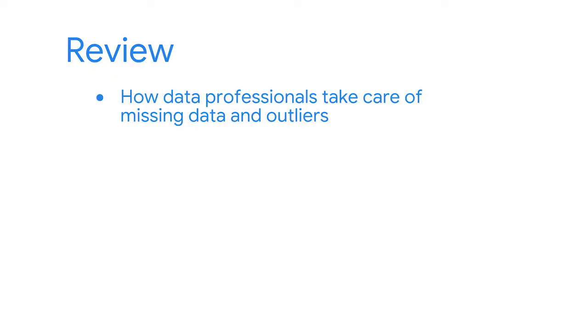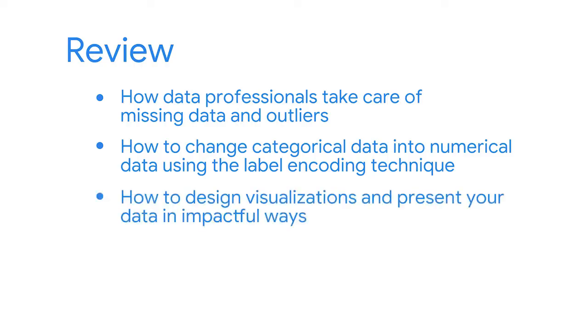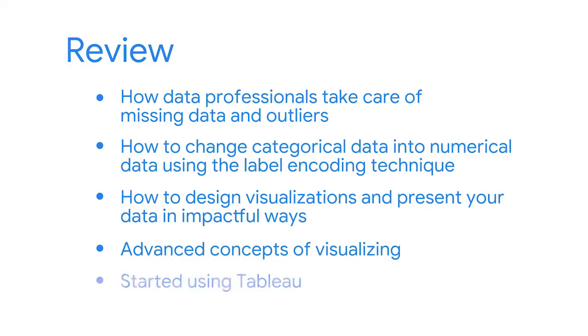In this course, you've had the chance to explore how data professionals take care of the stories that have plot holes or puzzling scenes, or that is, missing data and outliers. You also learn how to change categorical data into numerical data using the label encoding technique. And finally, you considered how to design visualizations and present your data in really impactful ways. You learned the advanced concepts of visualizing, and you started using Tableau.